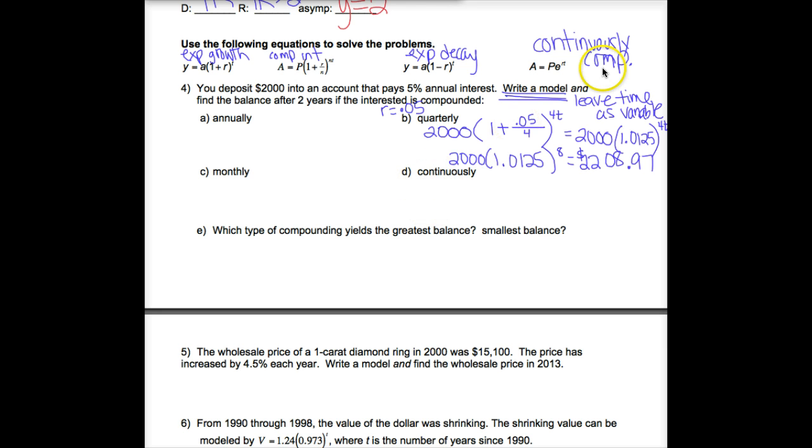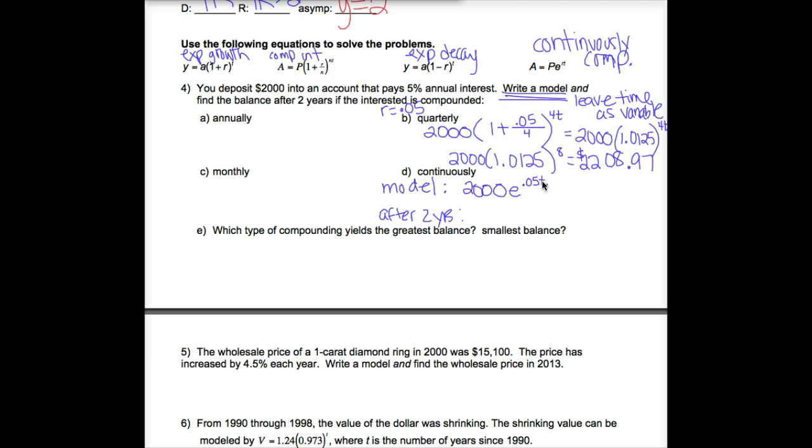So continuously is the one that's the PERT formula. P is still for principal, E is the natural base e, R is the interest rate, and T is time. Again, for the model part, when I write the model, I leave T as a variable. So P, principal, is 2,000. E to the interest rate, 0.05, so 0.05T. These ones are actually easier. There's a lot less to do and simplify. This is our model. And then after 2 years, I plug in 2 for T.